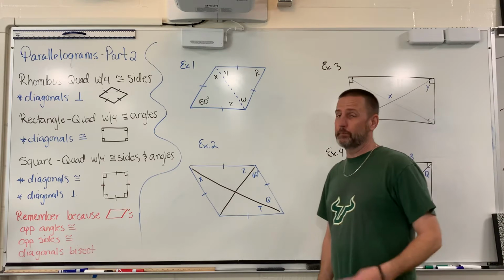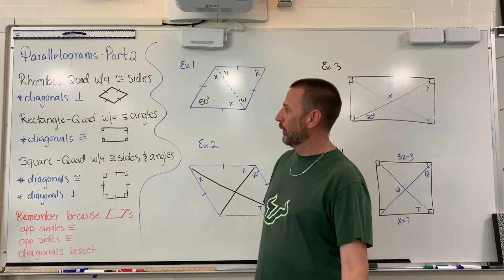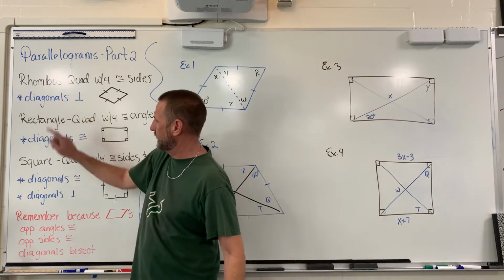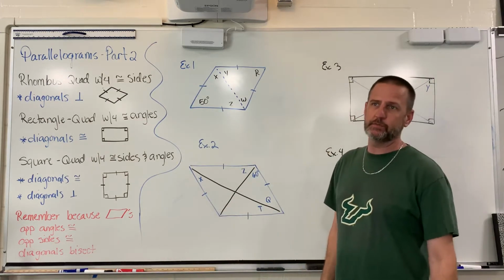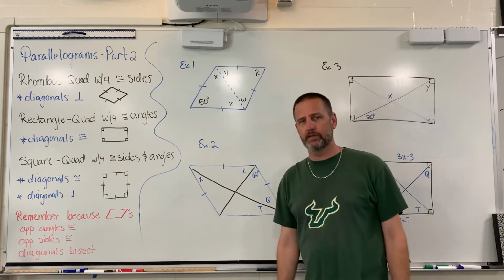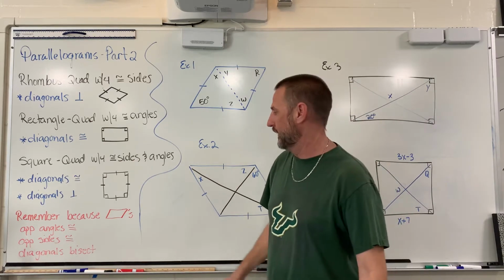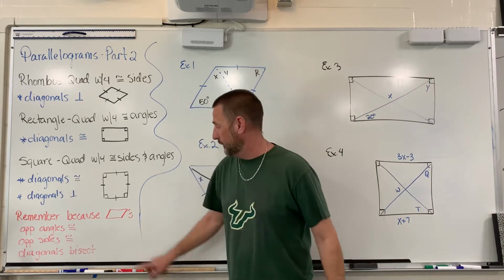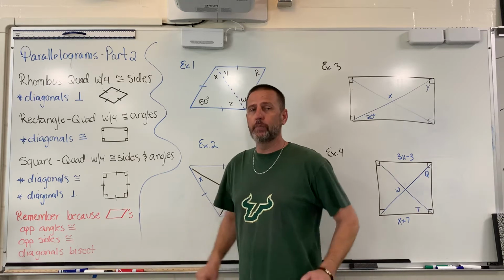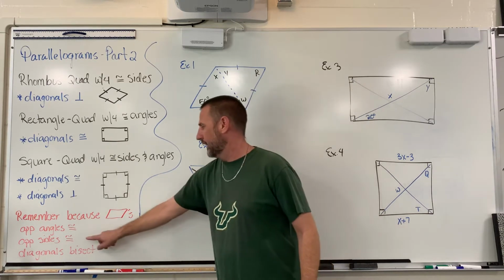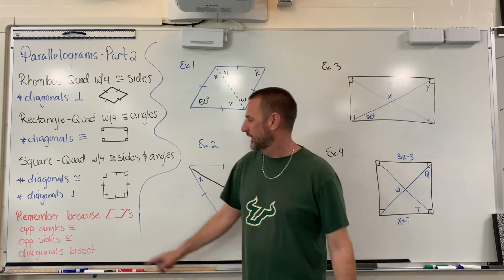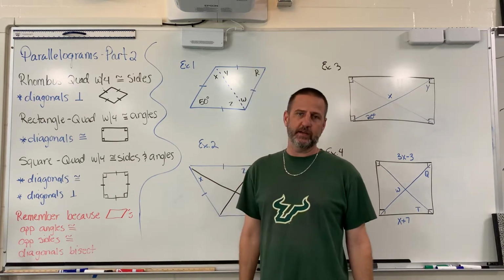Today we're going to be going over part 2 of parallelograms, where we're going to focus on the rhombus, the rectangle, and the square. Now in the previous video I did not go over that so much because it was too much information at once. What I did go over with you was that on a parallelogram, and remember that's our symbol, the opposite angles are always congruent, the opposite sides are always congruent, and the diagonals always bisect.